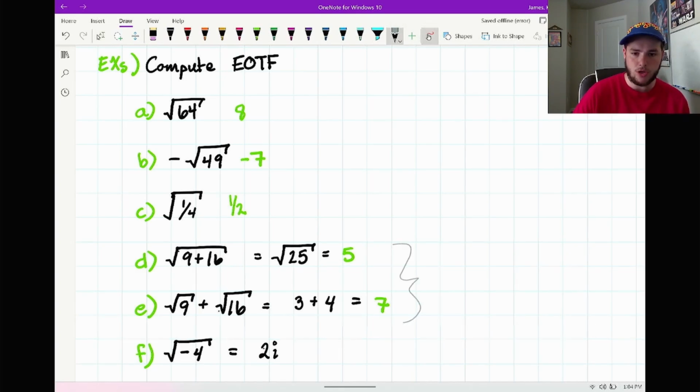These two show us a really important property, that the square root of A plus the square root of B is not the same thing as the square root of A plus B.